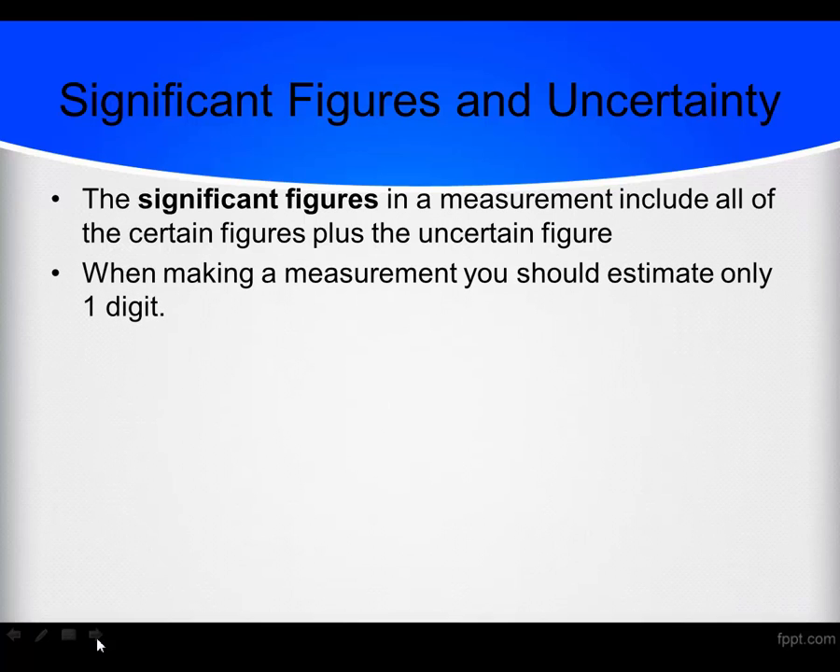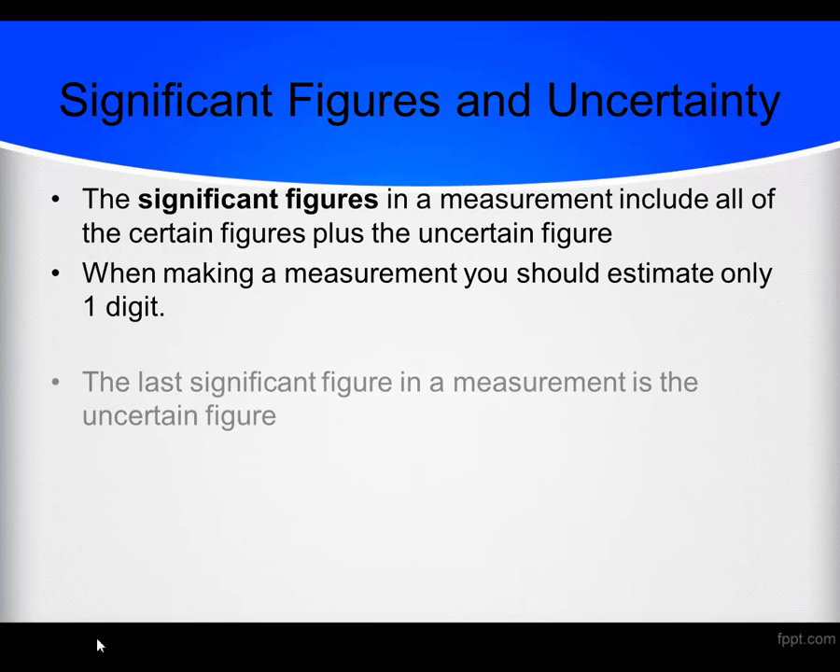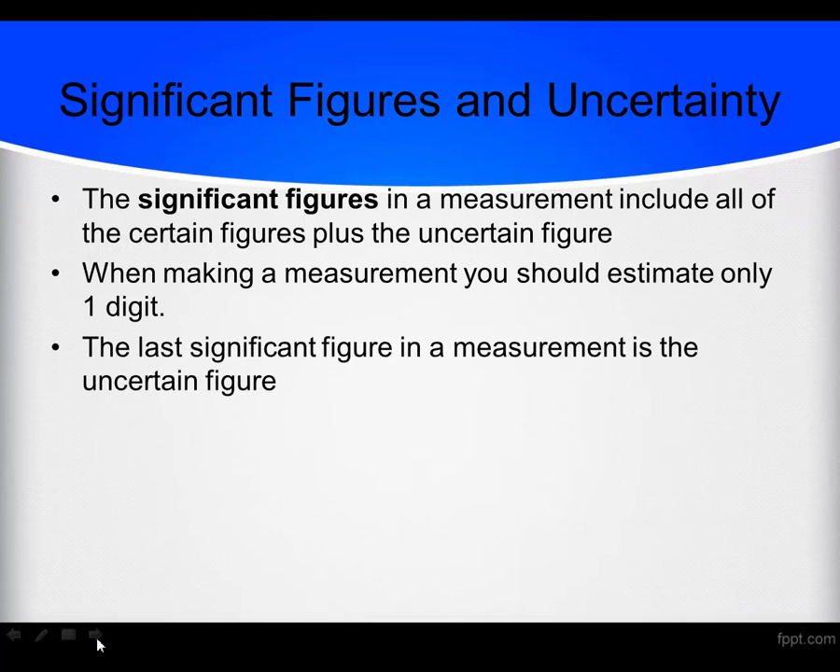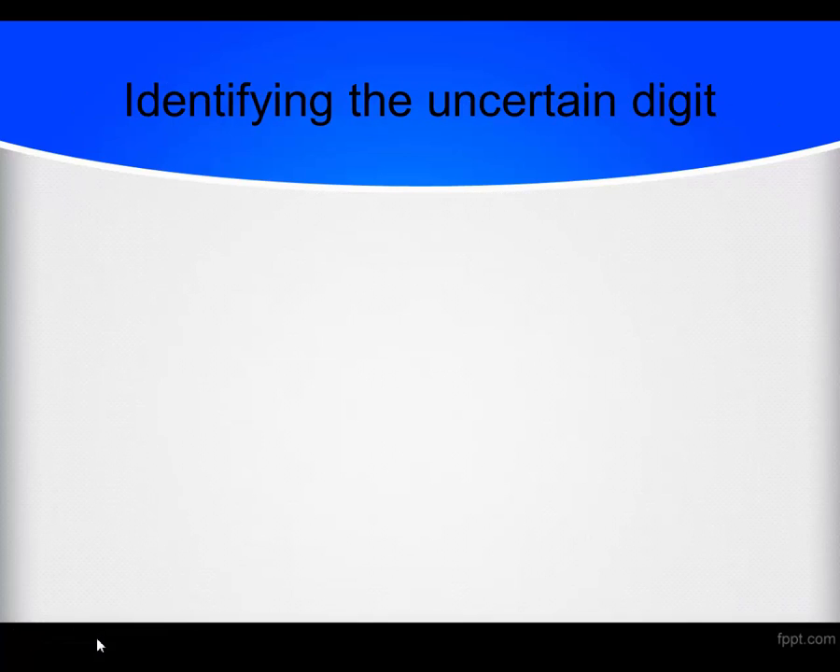When making a measurement, remember, you should only estimate that one digit, and the last significant figure in the measurement is the uncertain figure. That's what it's called. It's called the uncertain figure. Did I say that yesterday? Yeah, or the day before? Oops.